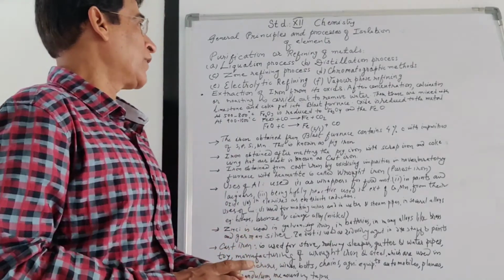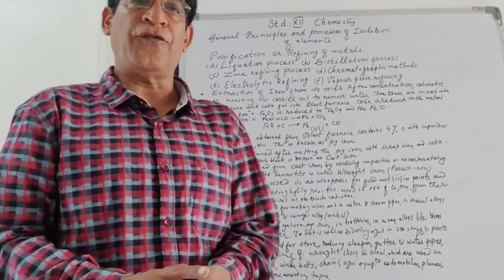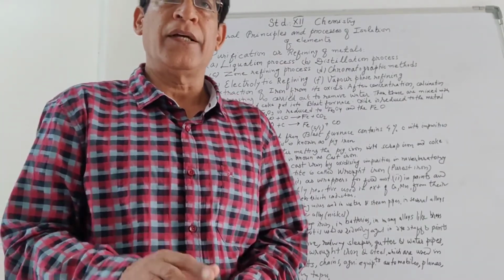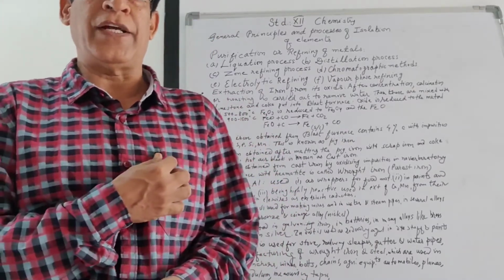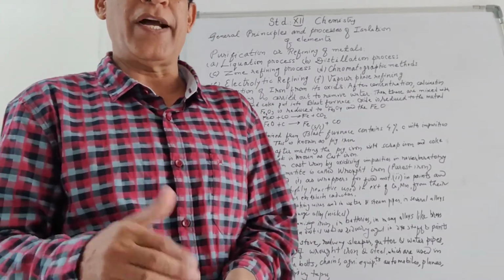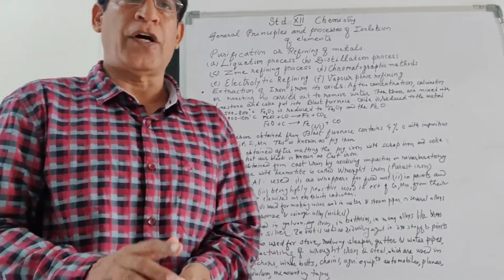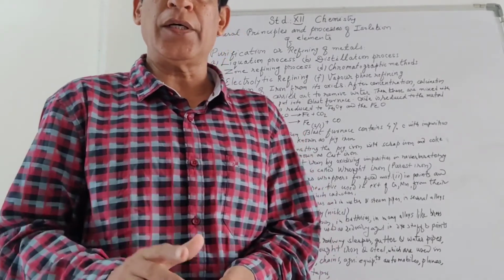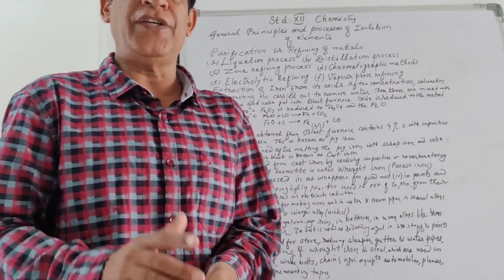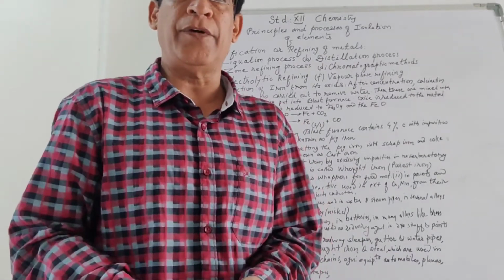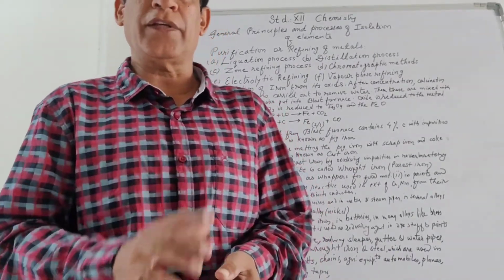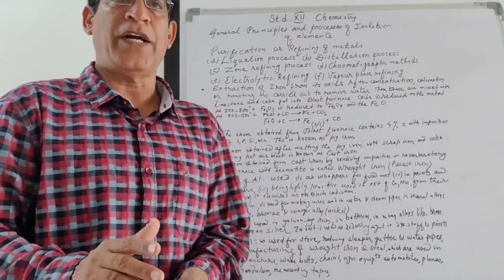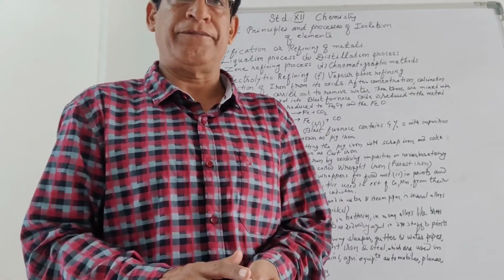Now, third process, zone refining method. This process is used when metals are required in very high purity for a specific application. For example, pure Si and Ge, silicon and germanium, are used in semiconductors and hence are purified by this method.